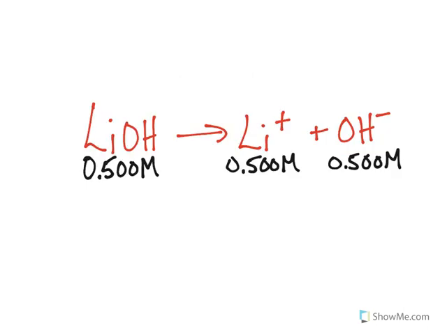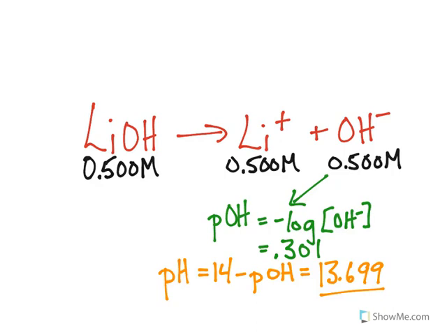Notice I'm writing a dissociation equation showing that it dissociates completely into ions when it dissolves in solution. I take the negative log of the concentration of the hydroxide ion, that gives me the pOH, and then I subtract that value from 14, and that gives me the very basic pH of the lithium hydroxide solution.